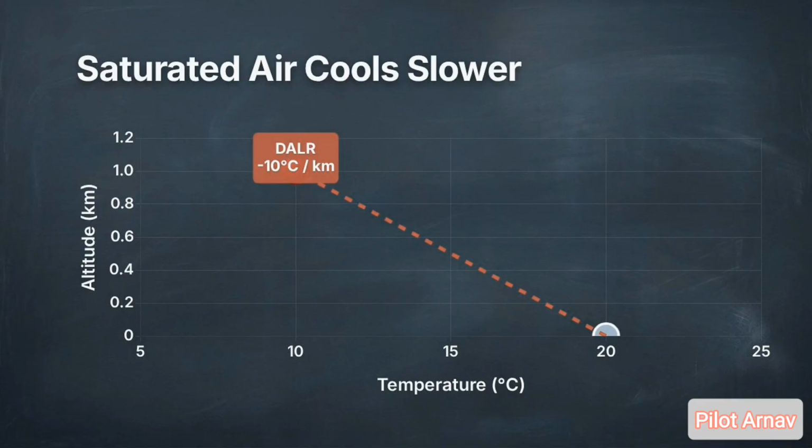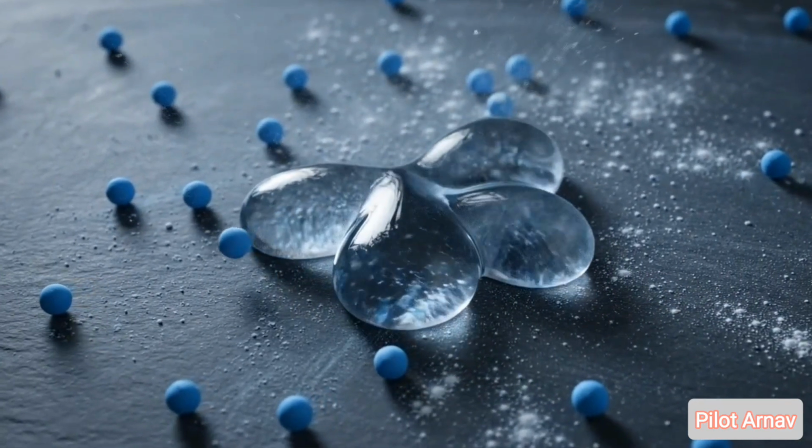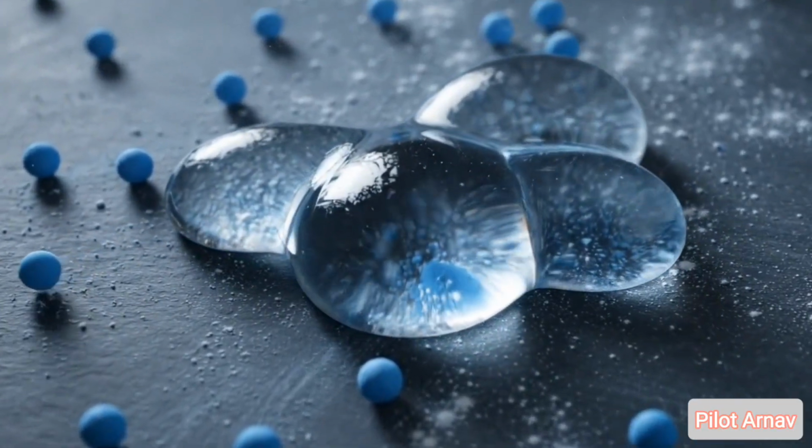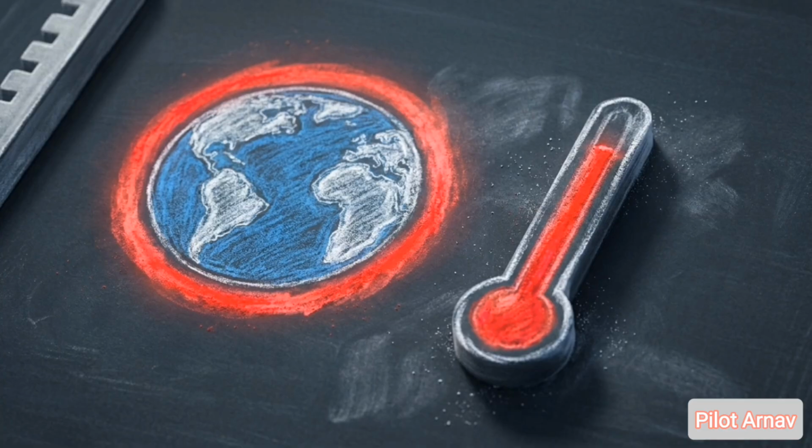Next is the saturated adiabatic lapse rate, or SALR. This dictates the cooling rate for an air parcel sitting at 100% relative humidity. Notice the difference. A saturated parcel cools at a slower rate, roughly 5 degrees Celsius per kilometer. The math changes because as the saturated air cools, it can no longer hold all its water vapor. The excess vapor condenses into liquid. This phase change releases latent heat into the parcel, which directly counteracts the adiabatic expansion, slowing down the overall cooling process.